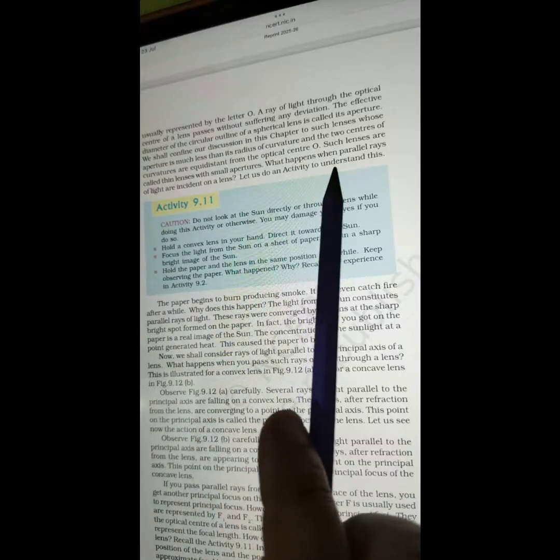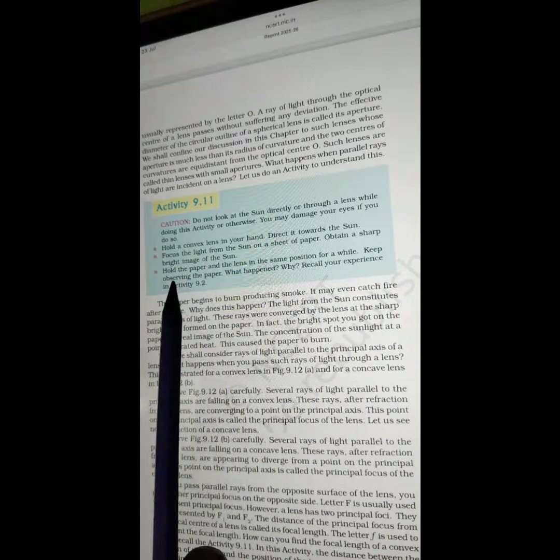Let us do an activity to understand this. Activity 9.11. Caution: do not look at the sun directly through a lens while doing this activity, or otherwise you may damage your eyes. Hold a convex lens in your hand, direct it towards the sun. Focus the light from the sun on a sheet of paper. Observe a sharp, bright image of the sun. Hold the paper and the lens in the same position for a while.